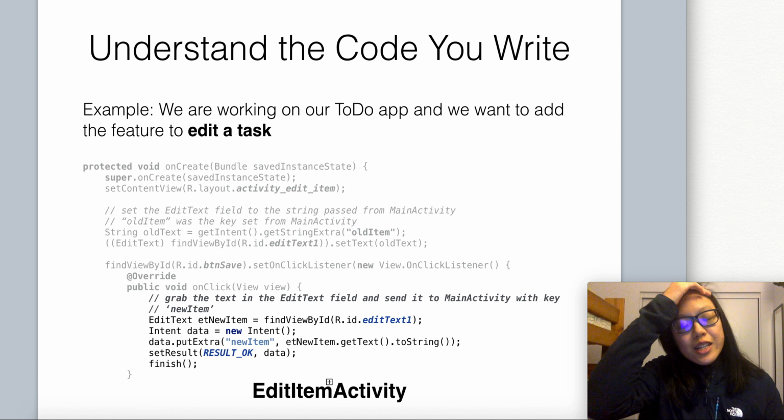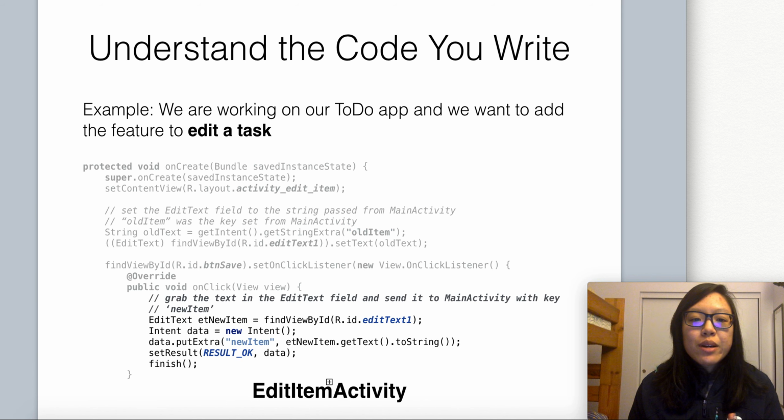And then in our onClick listener for the save button, we wanted to grab whatever text is currently in the edit text field and send it back to main activity. And we're going to tag it with our own key. And the key is new item.